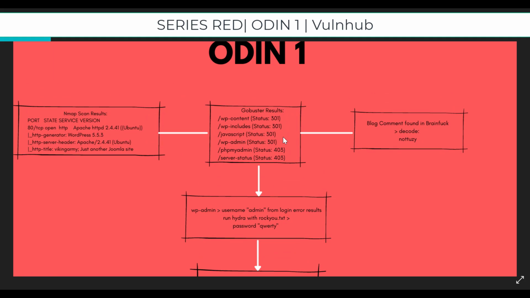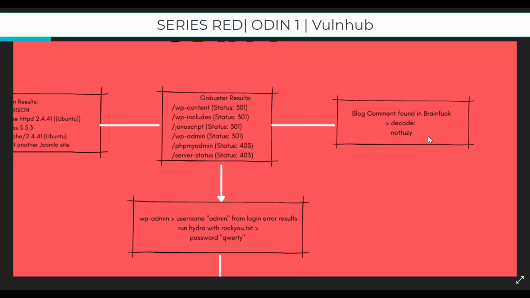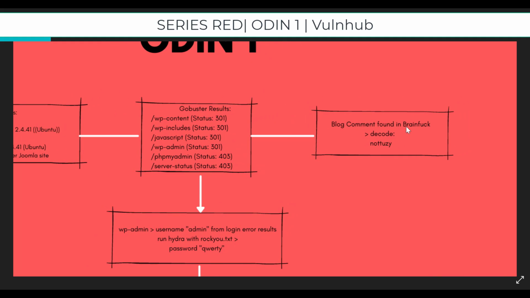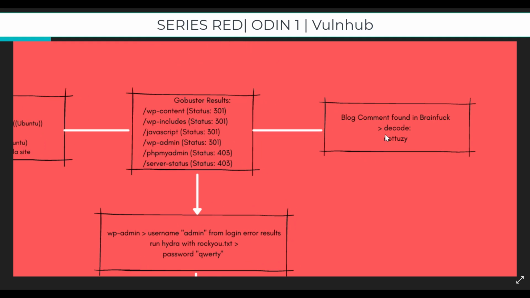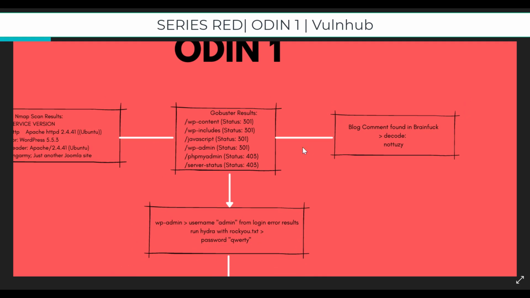So I ran GoBuster. These were the locations which gave me 301 redirects, and one was 403 not allowed. So wp-admin, and I also found something in a block comment which was in the brainfuck programming language. When I decoded it, it gave me something like a note. I think it was something like a rabbit hole, I'm not sure.